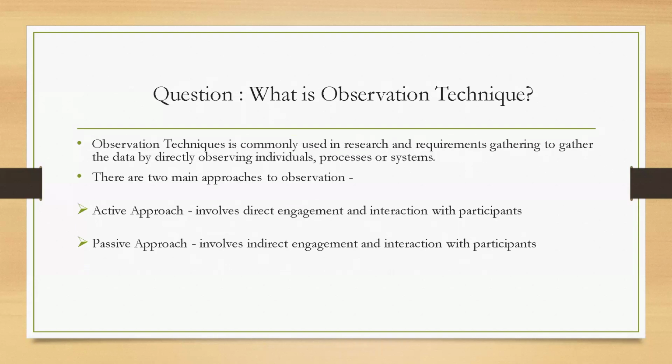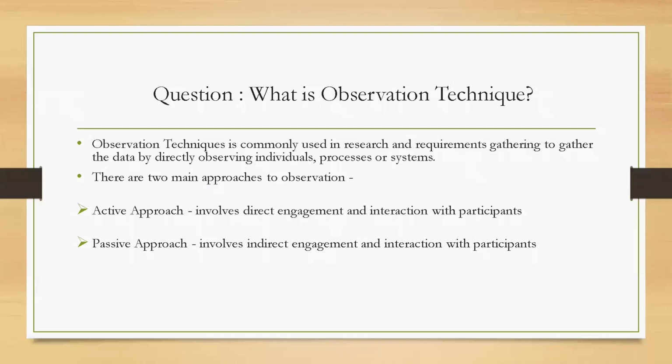Okay. And the next question, the fifth question, is the observation technique. Okay, the observation technique, you know all that, commonly we can say it is research and gathering the requirements by collaboratively working with the stakeholders, right? And here there are two types. One is the active approach, and the second one is the passive observation technique.